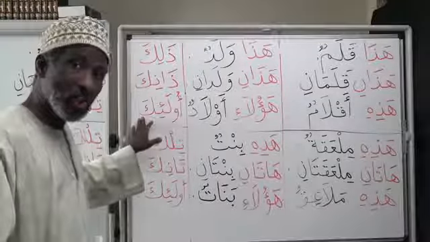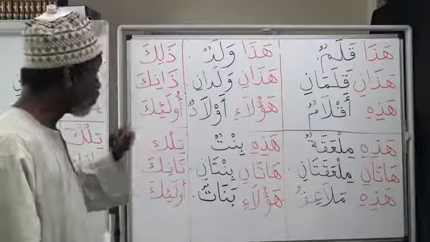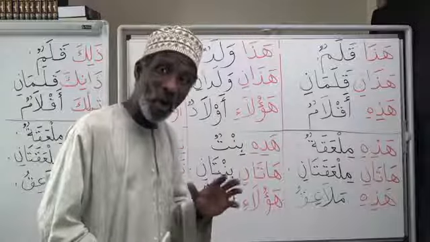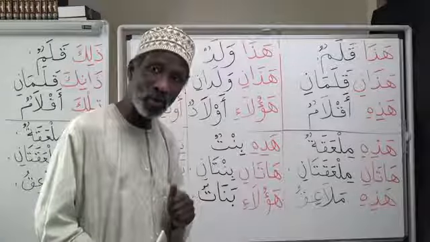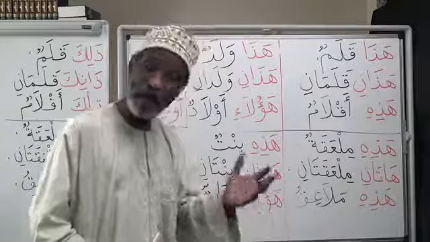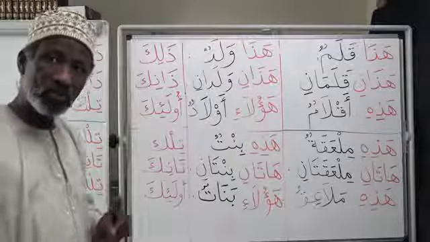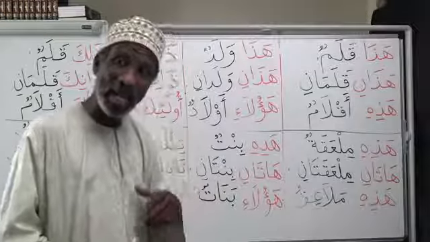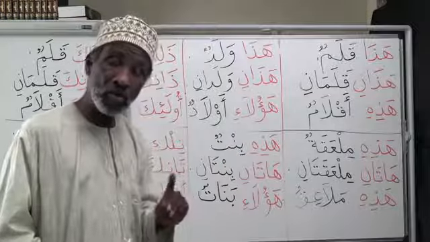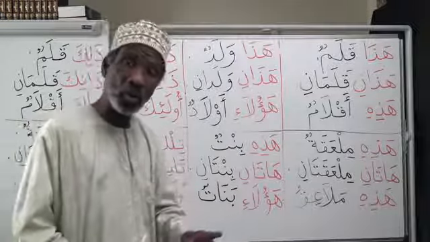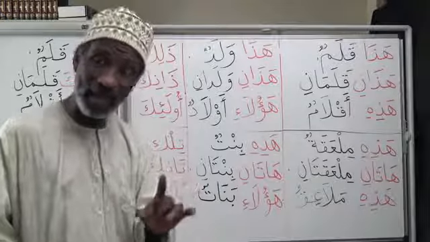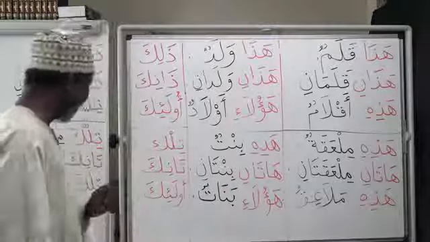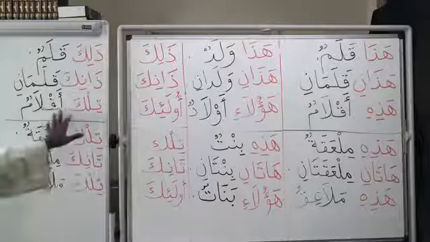أولئك, those, you use that only for human, three or more. أولئك أولاد, أولئك بنات. When you want to refer to non-human objects in the plural, you use it as a singular feminine again. You use in this case tilka. So you say tilka, as you can see here, when we come to pens.